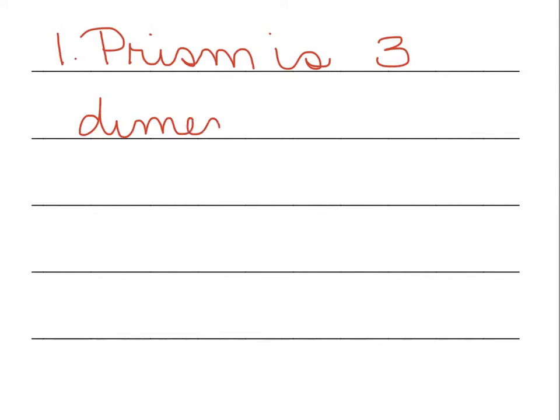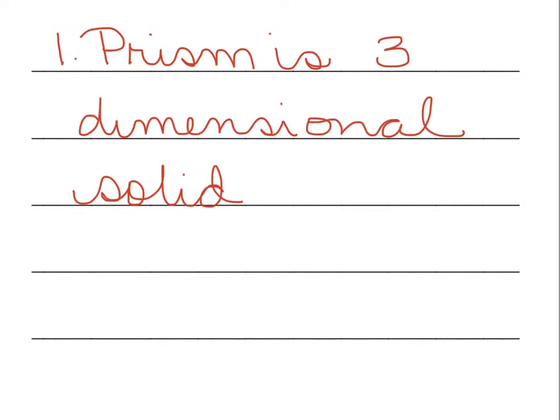All right, the three facts that we're going to be taking a look at today when we are looking at prisms is number one, a prism is a three-dimensional solid. Now, we've talked about three-dimensional. That means it has height, it has width, and it has depth.